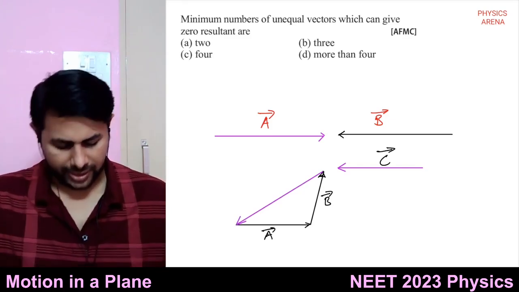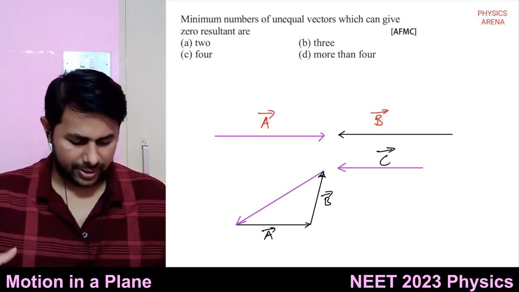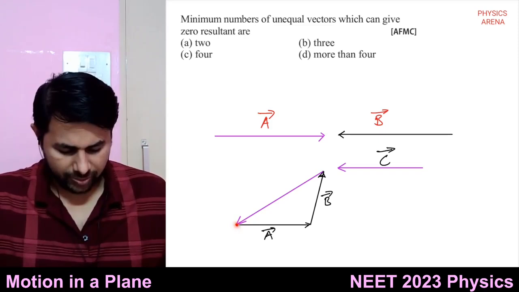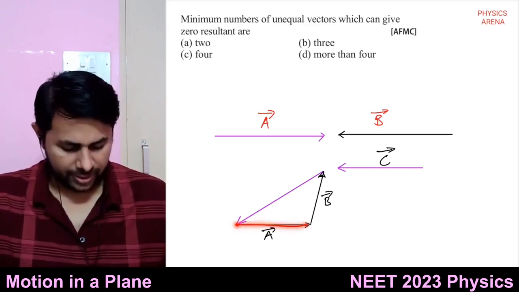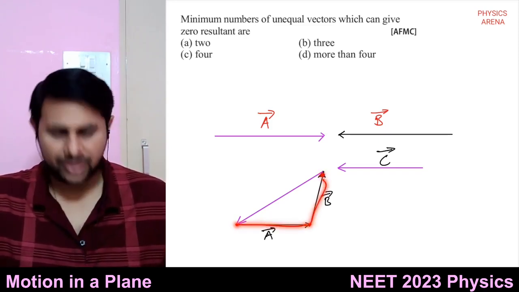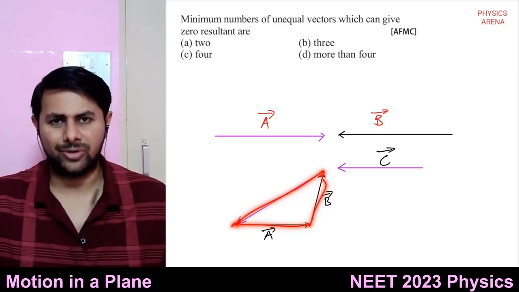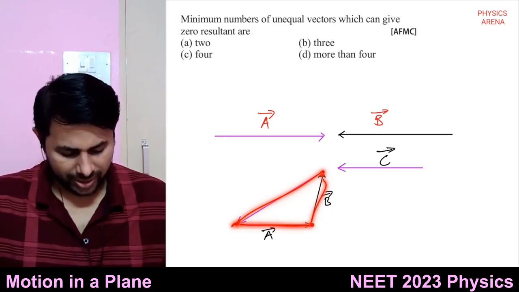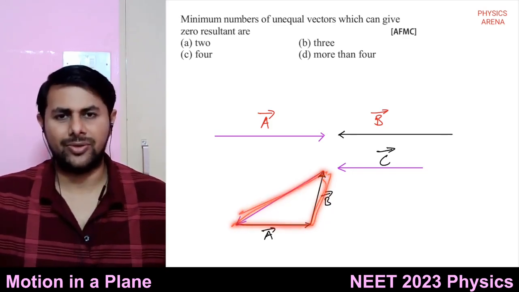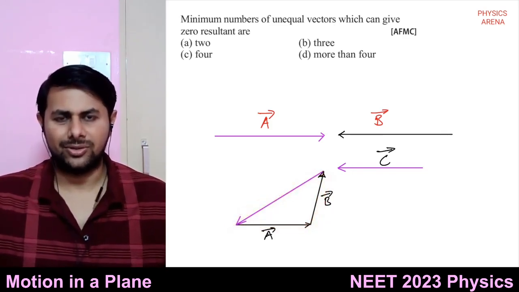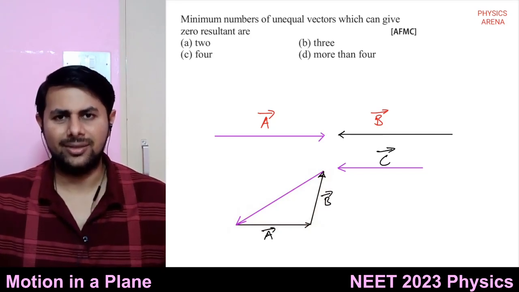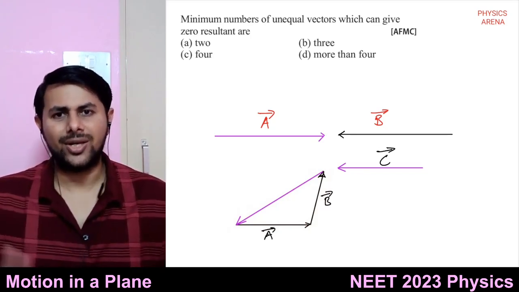Okay, so you can understand it like this. Starting from this point going to this point, then from this point you are going to this point, and from this point you are returning back to the start point. So the sum of these 3 vectors will be equal to what? 0. Okay, so how many vectors do you need? At least 3 vectors which are not equal in magnitude.